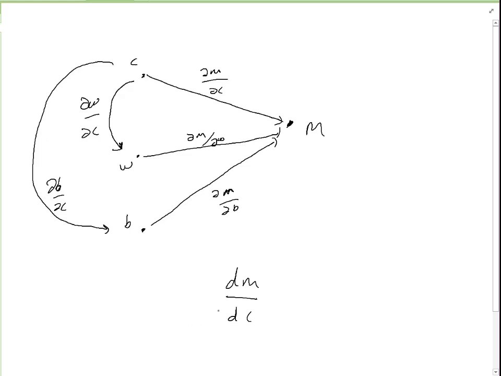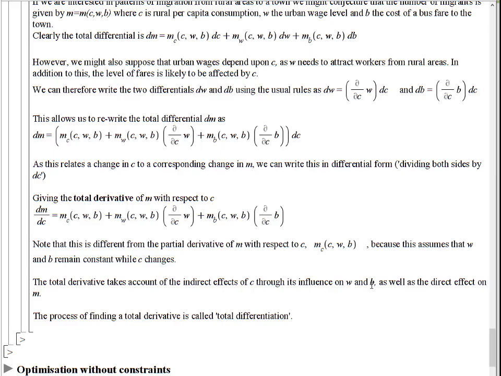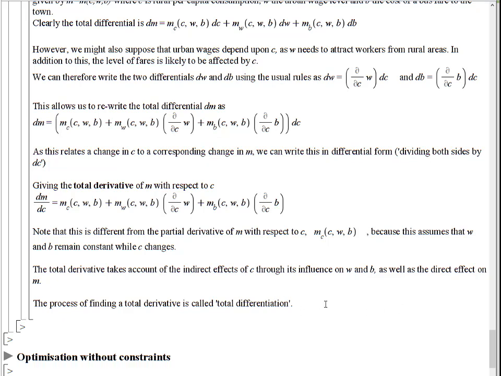So it's vital that you remember when you've got the straight d, you're not making assumptions about things being fixed. When you've got the curly d, the partial, you are assuming that the other variables are fixed. That's the good news. The bad news is you almost always are stuck with this one because you haven't got enough information, but that's where you're aiming to get to, the total derivative, if it is possible. Okay, and the process of finding a total derivative, if you can, is called total differentiation.